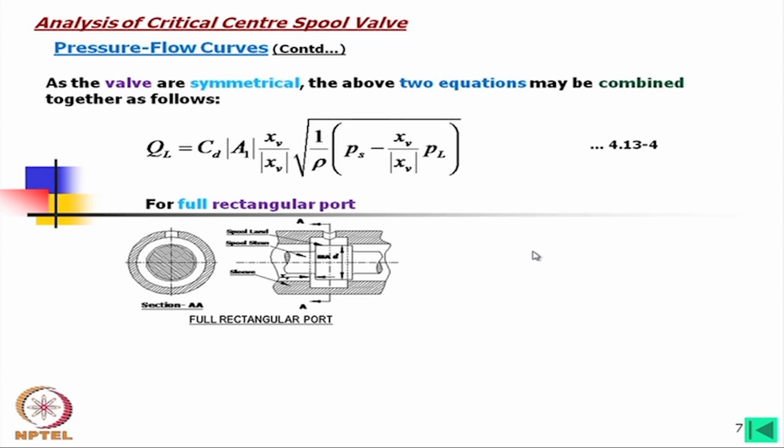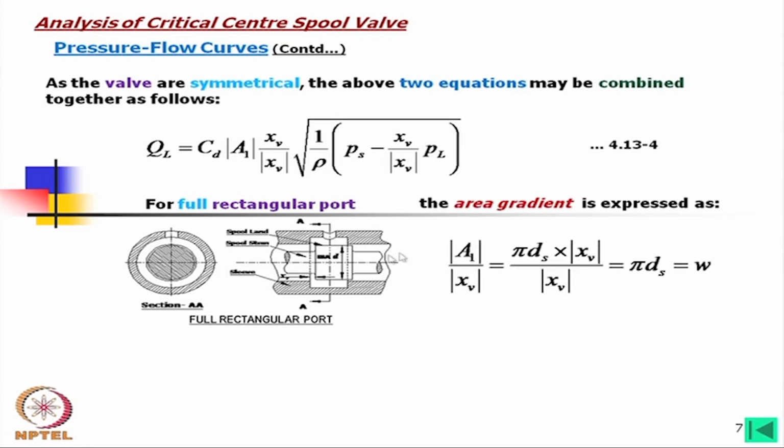Now, for full rectangular port, we can write these equations as well. This is also possible if it is a partial rectangular port, but here we have written it for rectangular port. For a rectangular port, the area gradient is expressed as A 1 by x b, which is nothing but pi d s. This d s means diameter of the spool. Here we have written d, but this is the spool. D is the nominal dimension, one is the bore and another is the spool, so anything can be taken, we may not put s.